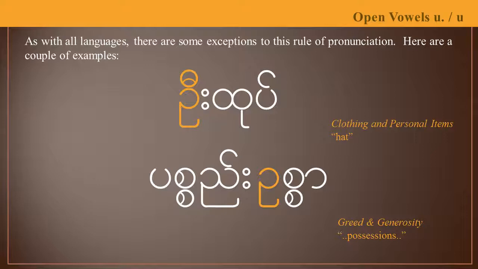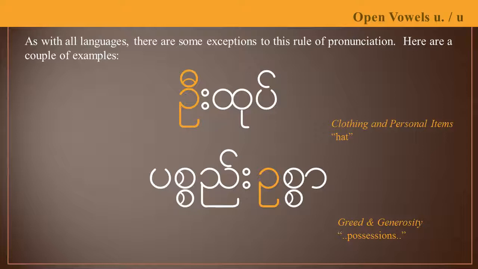Now here's the caveat. As with all languages, there are some exceptions to this rule of pronunciation. So here's a couple of examples. If you look on the language app, the word for hat, you'll find it in the clothing and personal items section. That's that nice new picture section we have. You would think this would have a pronunciation with a U sound, but it doesn't. It uses an O sound. So listen to that pronunciation on the language app.